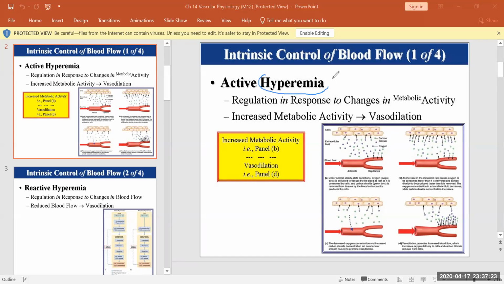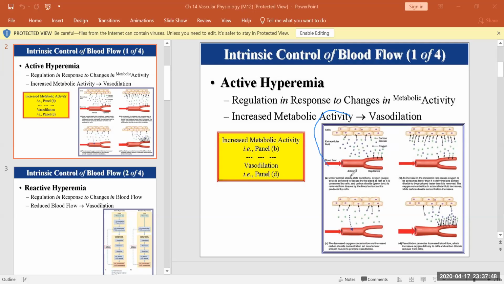The word hyperemia simply means anything pertaining to an increase in perfusion, an increase in blood perfusion through an organ. Okay, so in other words, an increase in blood flow. Now, what is amazing is, let's pay attention first to panel A, this panel here.